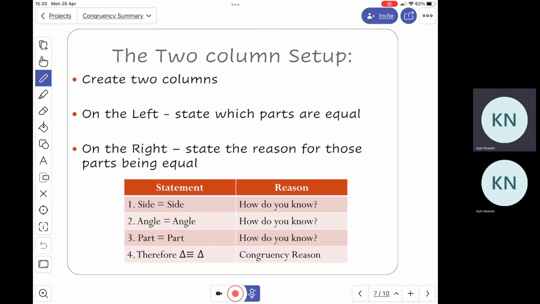Okay. So how we set this up is called a two-column setup, right? Very easy. On the left side, we have the statement, what do I know? And on the right side, we have the reason, how do I know it? So this is always going to be the what, and this is always going to be the how. And it's actually really, really easy. Here are my three statements to say those are the three things I know, and I'm always going to end off with the congruency reason.